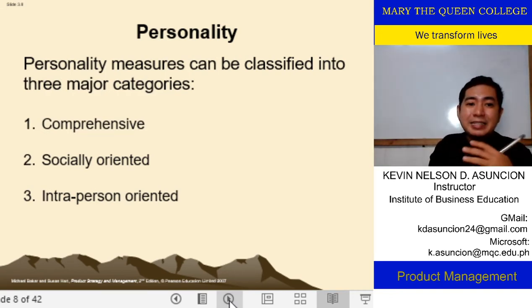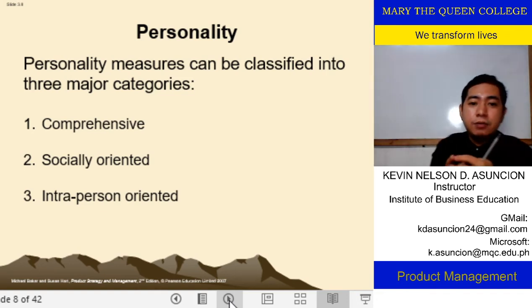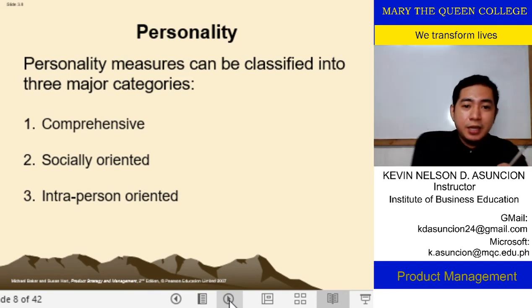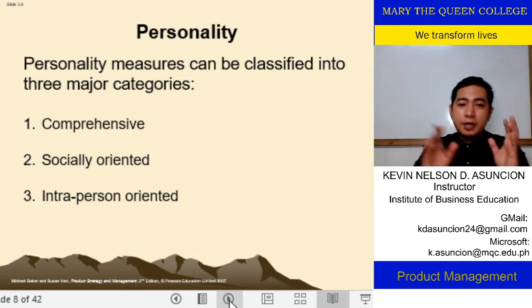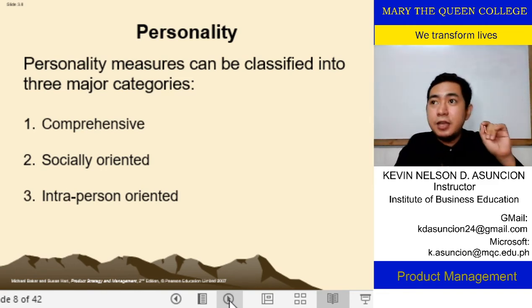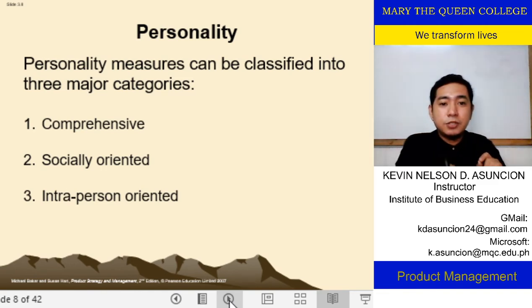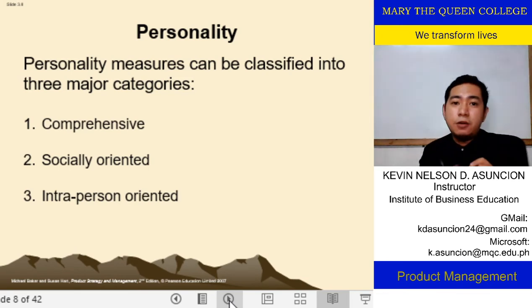Personality measures can be classified into three major categories. We have a comprehensive personality, we have socially oriented personality, and intrapersonal oriented personality. So, what's the comprehensive one? Your personality is dynamic and it involves social orientation and your personal orientation to yourself. So, it's a combination of socially oriented and intrapersonal oriented. So, those are the major categories. Kaya comprehensive, it encompasses nearly all of the things that may be factors of your personality.